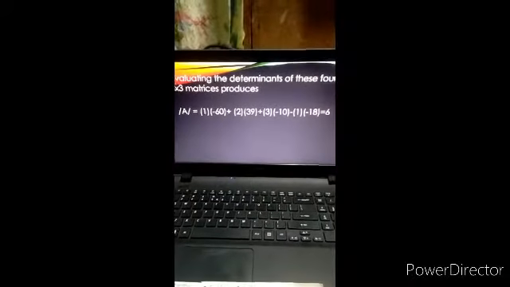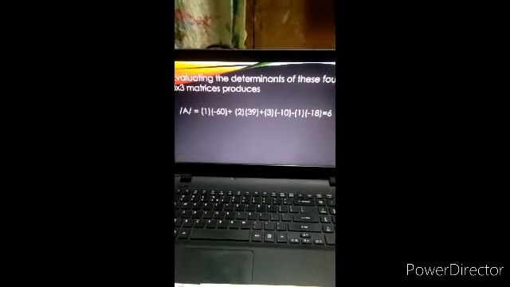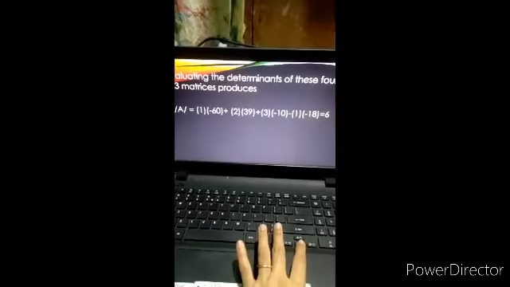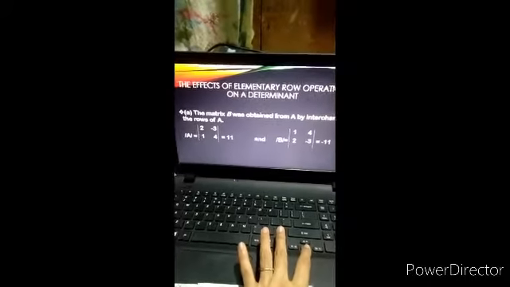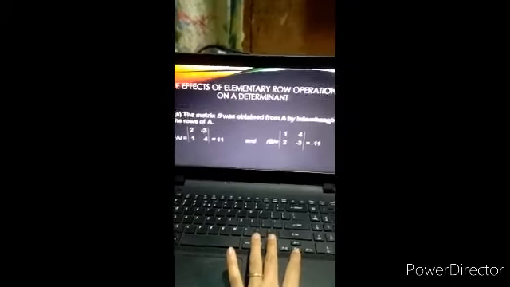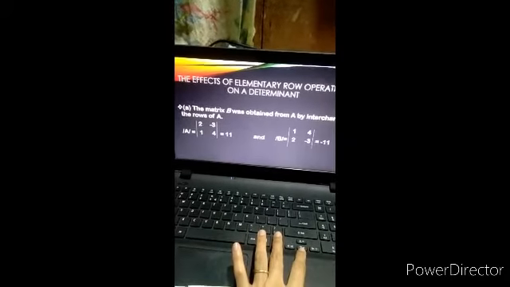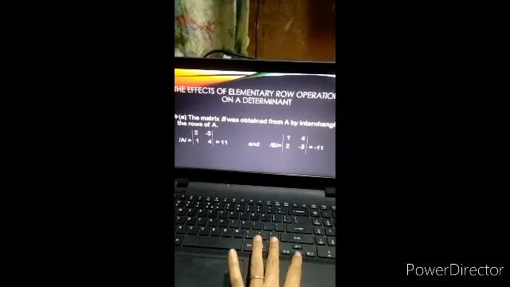Okay, so we have finished evaluating the two determinants. Now let's proceed to the effects of elementary row operations on a determinant. We have 3 effects of elementary row operations on a determinant.